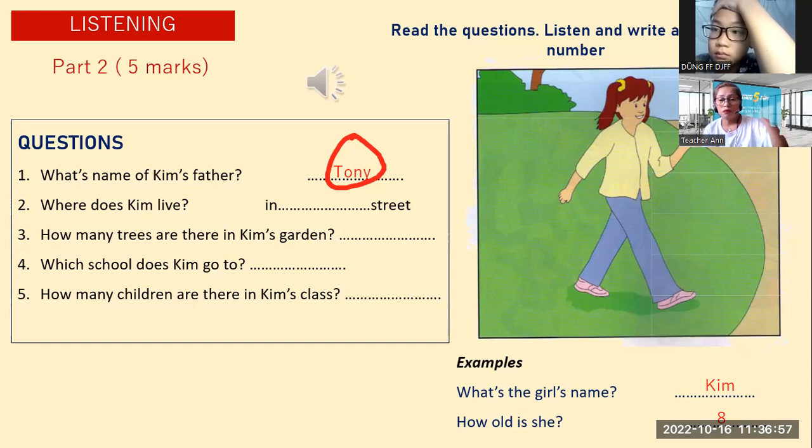Five. And how many children are in your class? There are 14. 14? That's a small class. It's okay. I'm very happy there.